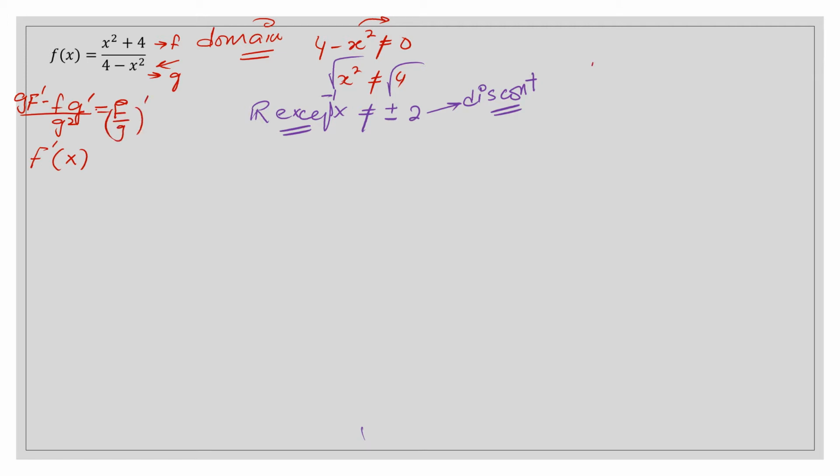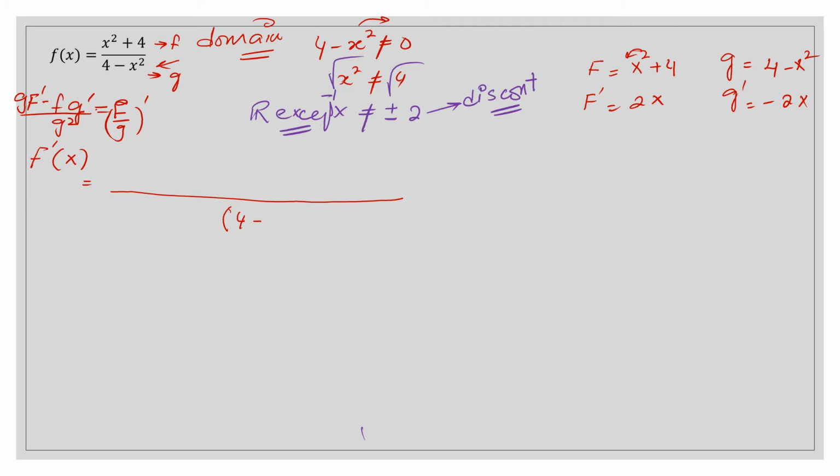So what is my f? I like to divide it into two parts to make the equation easy. My f according to the question is x squared plus 4, and my g, in the denominator, is 4 minus x squared. The derivative of f is 2x, and the derivative of g is negative 2x. Now simply put the values in the quotient rule formula. In the denominator, you have g squared, which gives you 4 minus x squared whole squared.